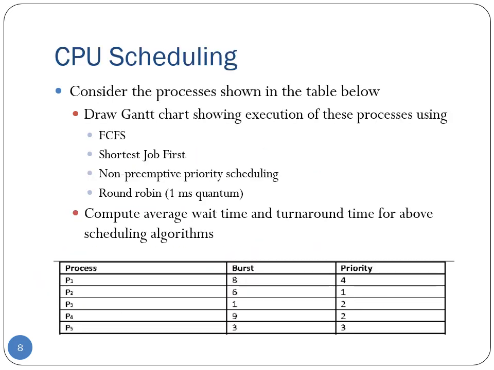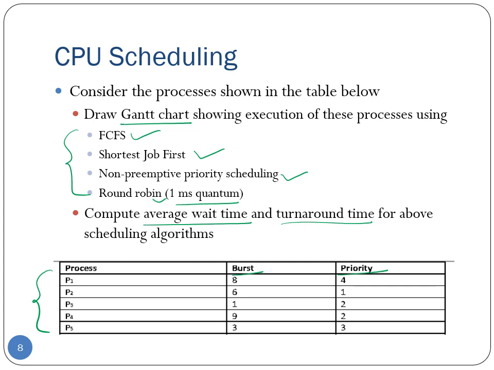Here is a question about CPU scheduling. We are given 5 processes P1 all the way to P5. Their CPU bursts are provided and their relative priorities are also given here in this table. The question is asking us to draw a Gantt chart showing the execution of these processes for FCFS, shortest job first, non-preemptive priority scheduling, and round robin with a time quantum of 1 millisecond. After doing that, we are asked to compute the average wait time and the average turnaround time for all of these processes for these algorithms.